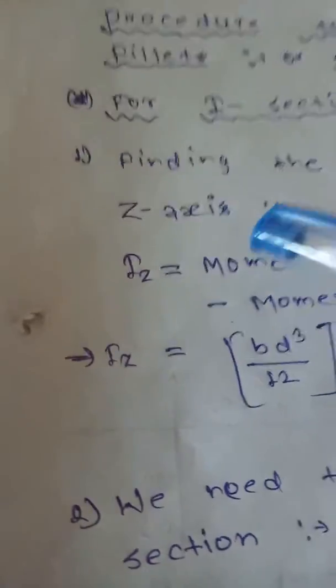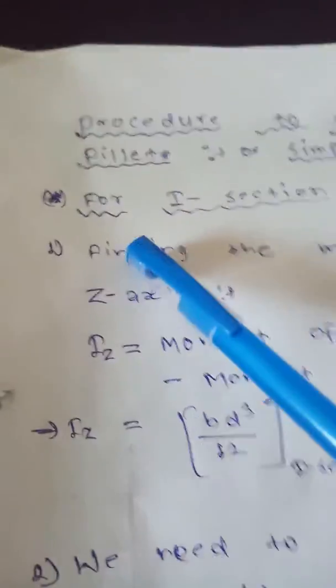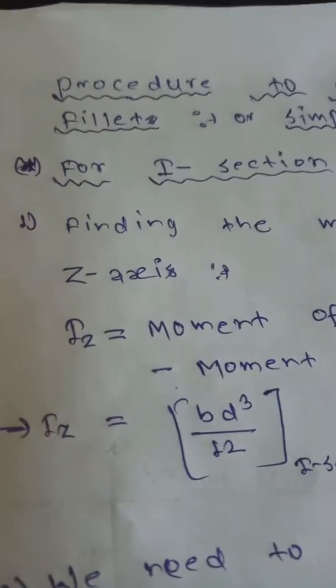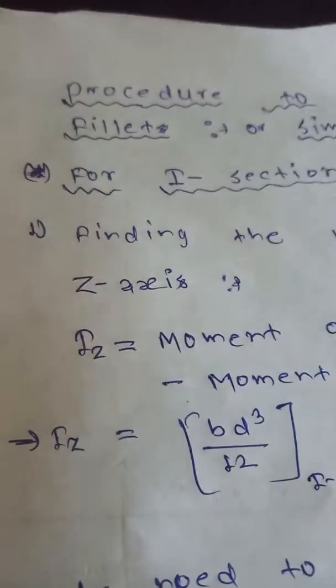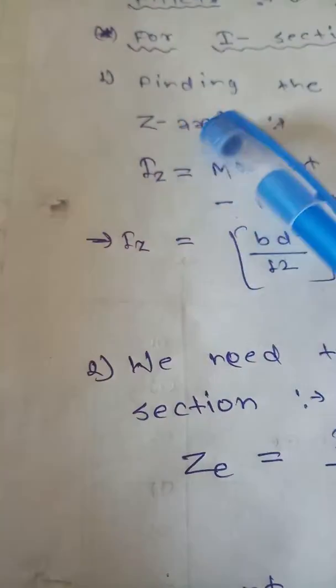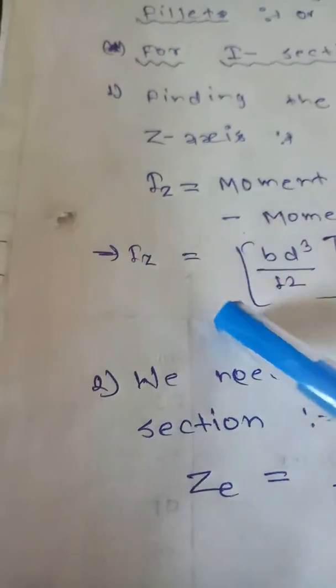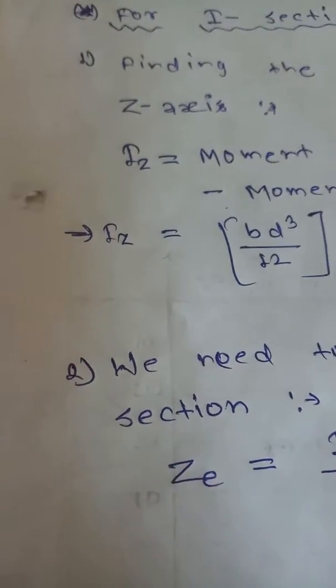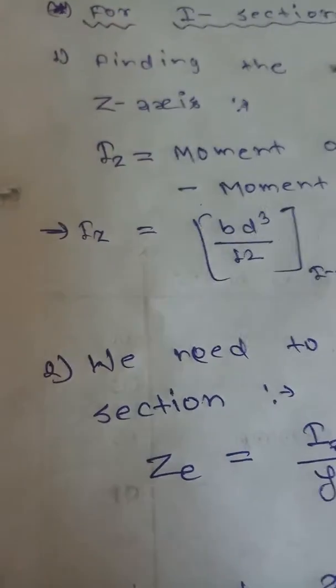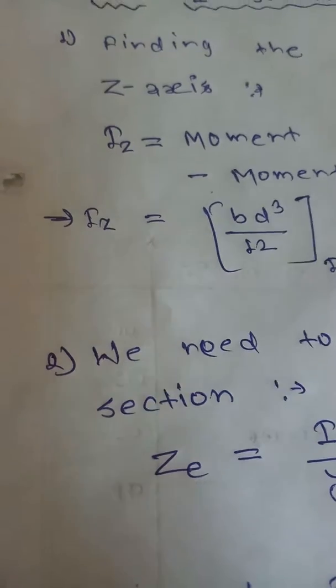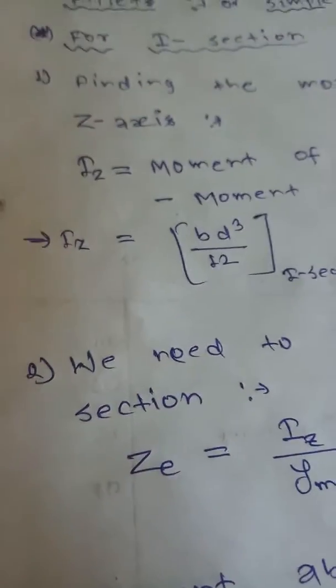So, procedure step number 1. First of all, we have to find the moment of inertia about the z-axis. We have the formula I suffix z is equal to bd³ by 12 minus twice bd³ by 12. And this is always in mm⁴, millimeter power 4.